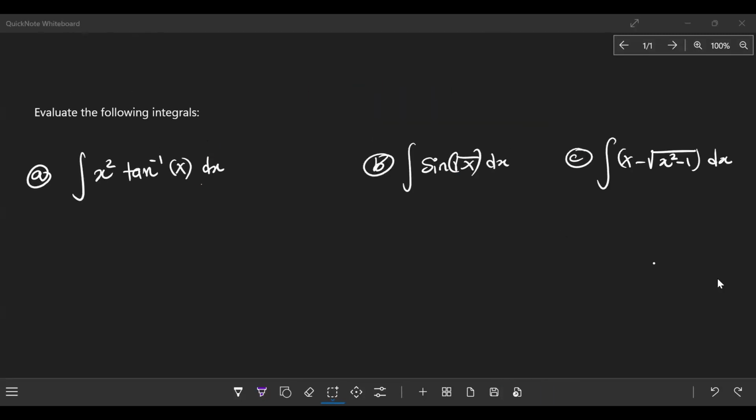So we look at the second question. The second question reads, evaluate the following integral, the integral of sine root x dx. I've already done the first question, so you can watch one of my videos that I've recorded. So we are integrating sine root x.